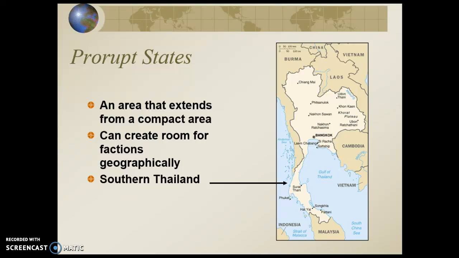Prorupt states have an area that extends far away from the core, and these again are places that can create a geographic faction. Southern Thailand considers themselves a bit different than northern Thailand, a little bit more Malaysian here in the south, a bit more Chinese, Burmese in the north, and it can create problems with transportation, problems with communication, and again, different cultures.